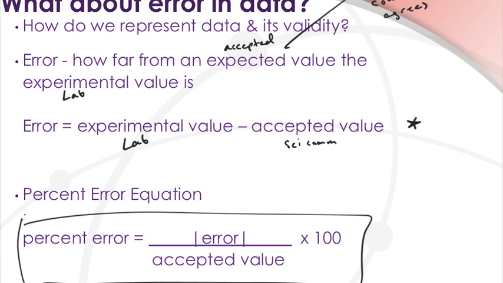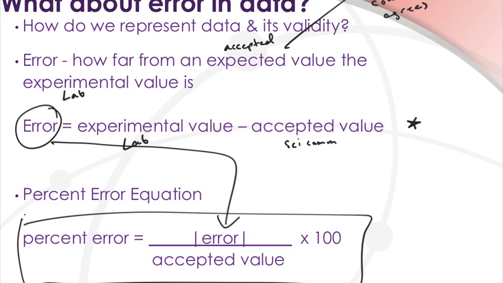That equation is percent error equal to the absolute value of error, so whatever this is here, just taking this and plugging it in here. It's the absolute value of that divided by the accepted value times 100. Because of these absolute value bars, we shouldn't have any negative percent errors. It should all be positive values. This is really a better way of telling you how good your data really is.